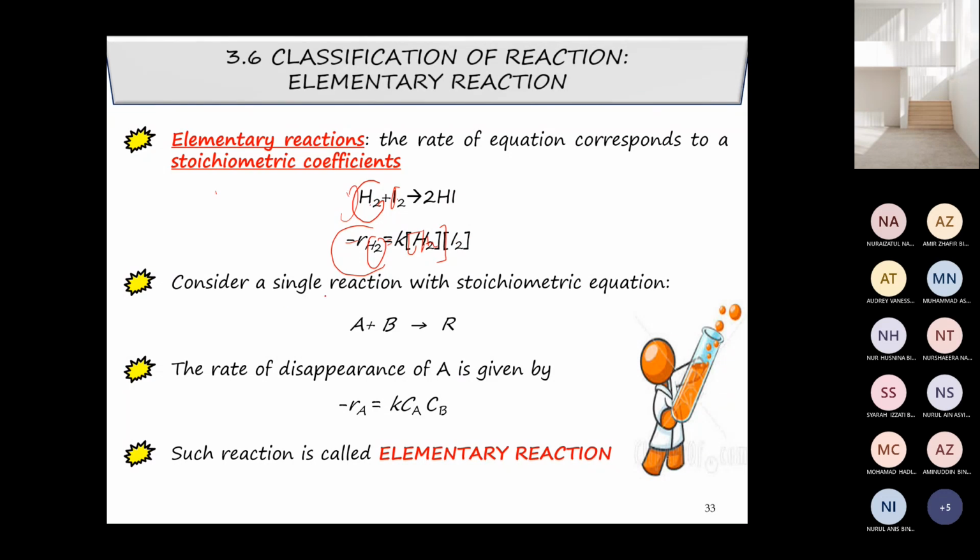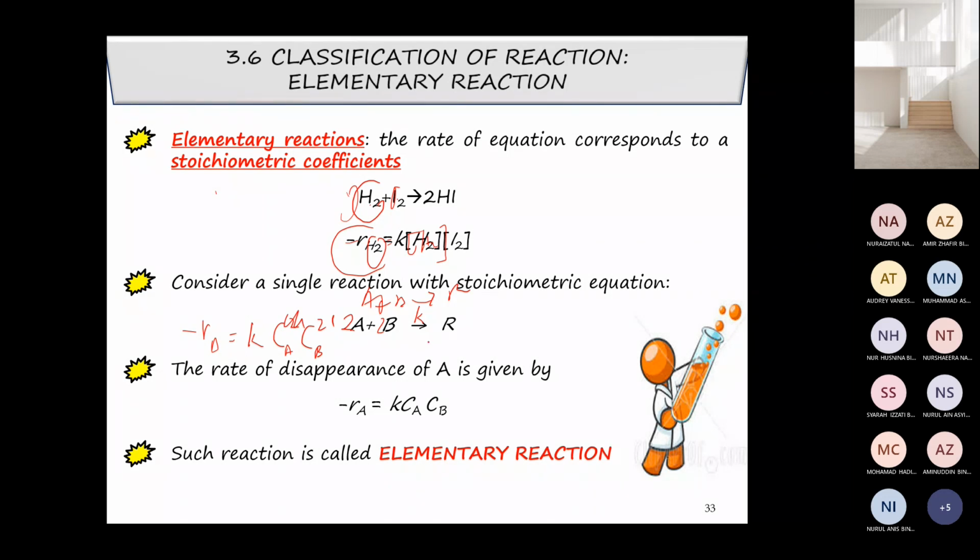And then we consider a single reaction with stoichiometric equation which is A plus B is equal to R. And then we have the rate of disappearance. Katakan kita fokus pada A, rate of disappearance of A, so it should be K, rate constant, is equal to, we have A here, so we have a C. You kena letak dua, sebab dia dua reactant. So we have CA here and CB here. Tapi kalau dia ada 2 here, so dia akan become 2. So such reaction is called an elementary reaction.